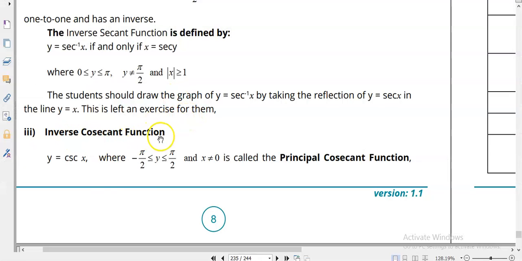So the inverse cosecant function is the next. y is equal to cosecant of x. So this is the principal function where x is from minus pi over 2 to pi over 2, and x is not equal to 0, and it is called the principal cosecant function.